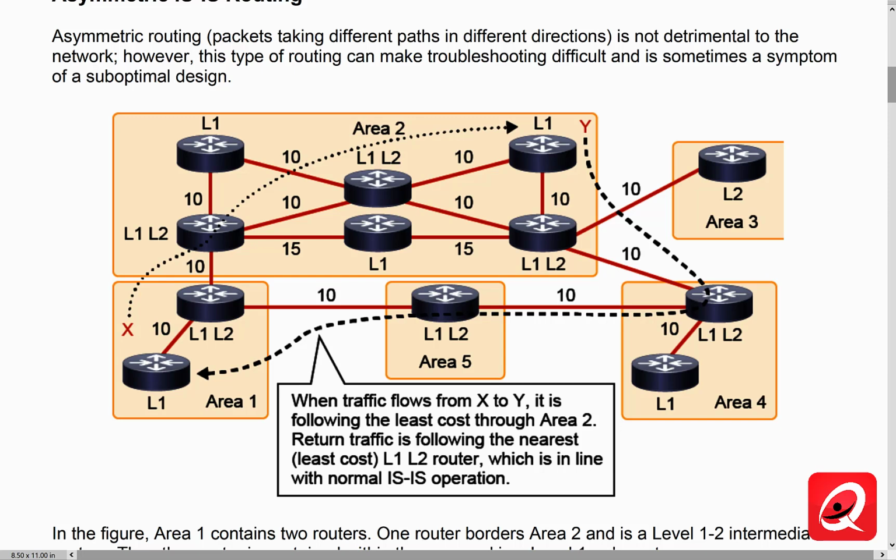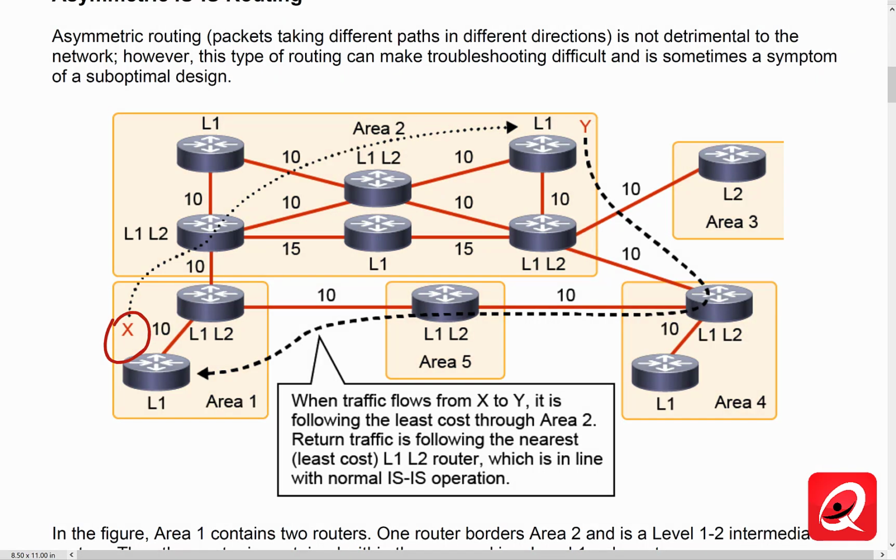All right. So the level 1 routers are only going to recognize the default route to the nearest level 1-2 router. Traffic from router X going over to router Y flows from router X to the closest level 1-2 router, which in that case would be the router just next to it, right? Let me kind of highlight where I'm at here. So we're talking about network X. That's really the only level 1-2 router in area 1. That level 1-2 router then forwards the traffic on the shortest path to the destination through area 2.